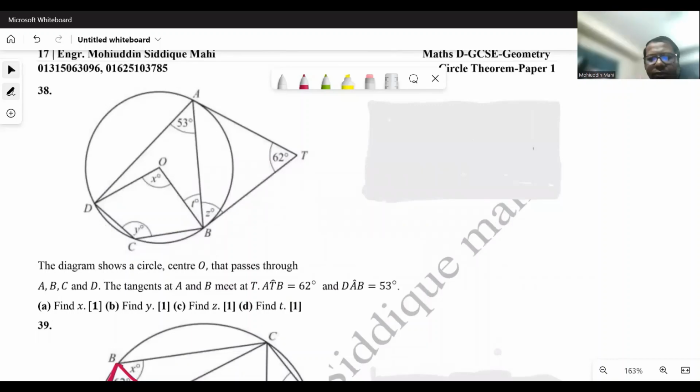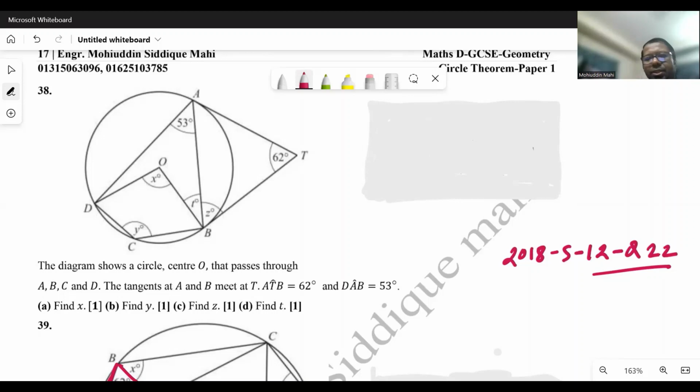I've taken this question from summer 2018, variant 1-2, question number 22. Here in the diagram, you can see that ABCD, all these 4 points are on the circle. And we can also see two tangents, AT and BT.